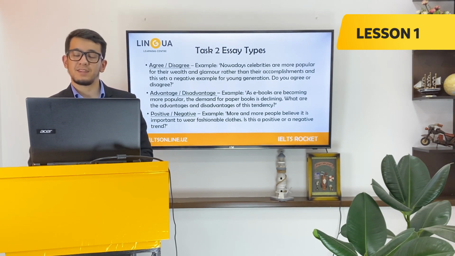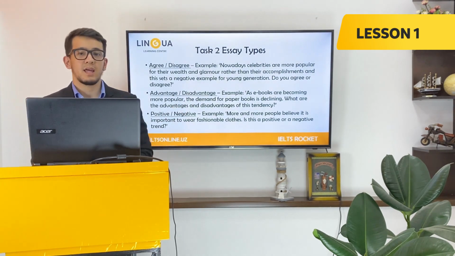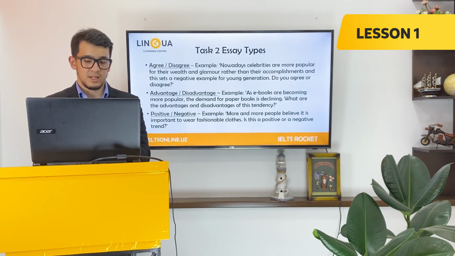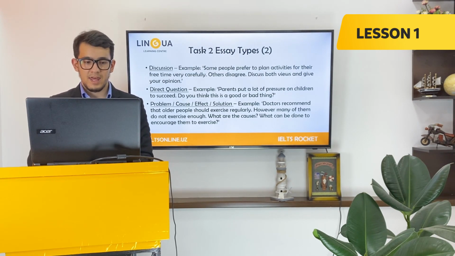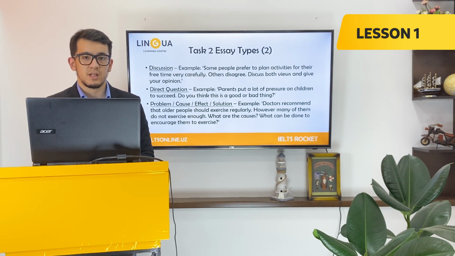We also have advantage-disadvantage essays in task 2, positive-negative essays in task 2. For each one, I have written the example just for you to understand the small differences. Then, obviously, we have the discussion essay, direct question essay, and problem, cause, effect, solution essays. For each of these essays, we have certain strategies that we are going to talk about in this course that is called the IELTS ROCKET writing course.